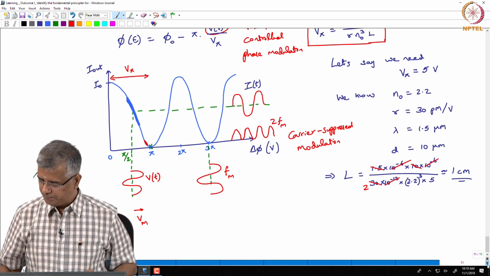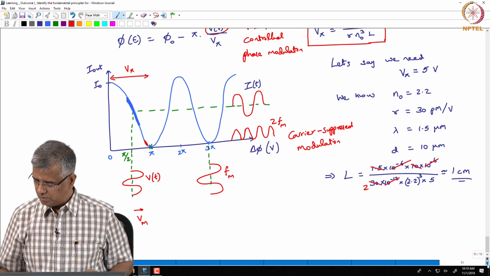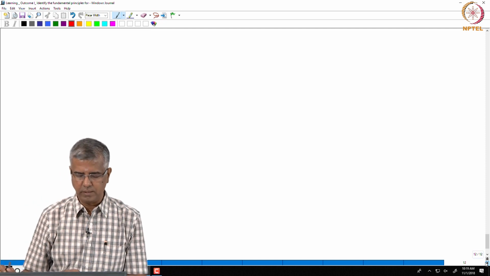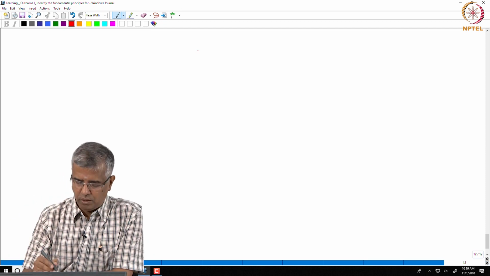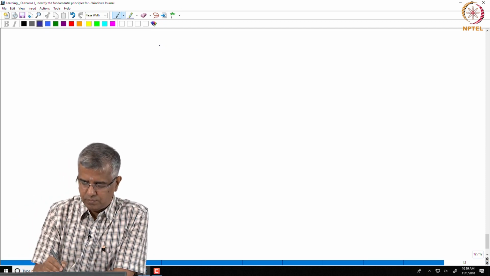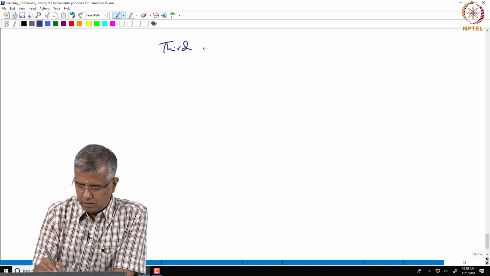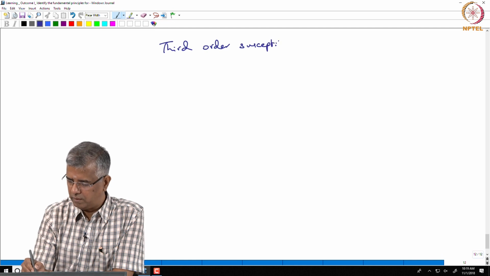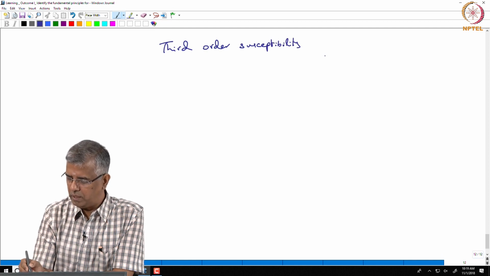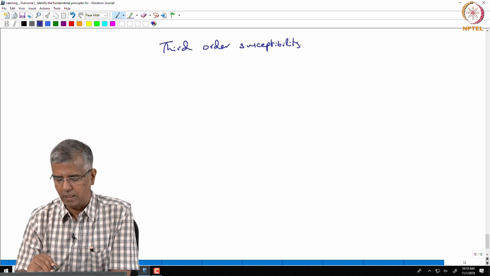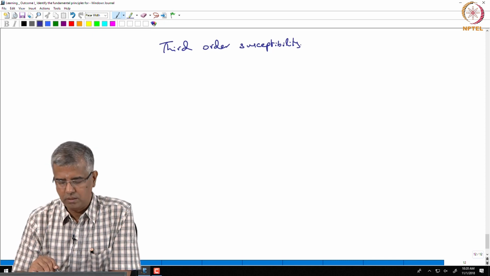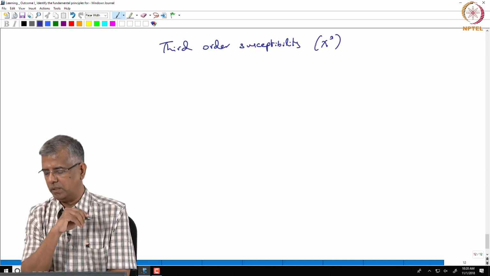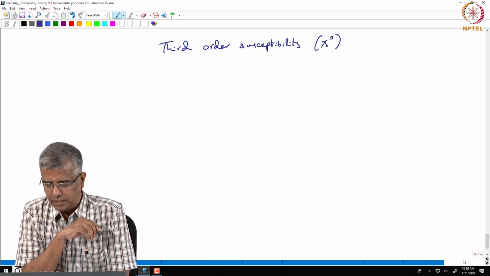Okay. So, that is so much of what I wanted to talk about in second order susceptibility. Now, let us look at third order susceptibility. What are the nonlinear processes that are enabled through the third order susceptibility, which is represented as Chi3.